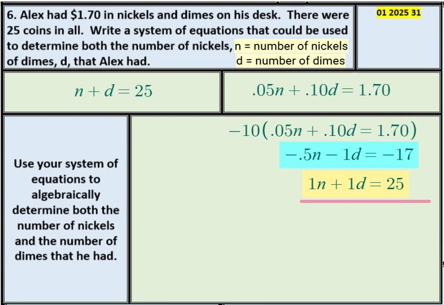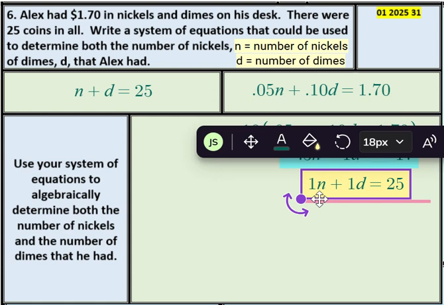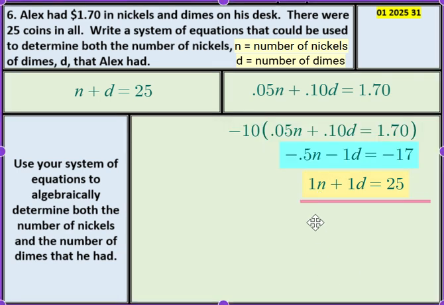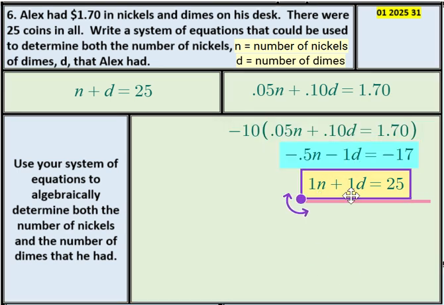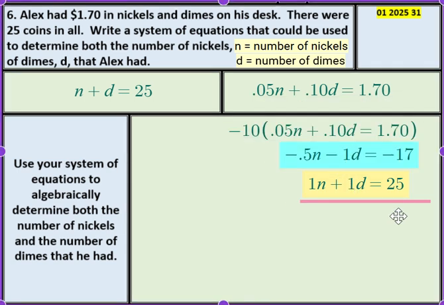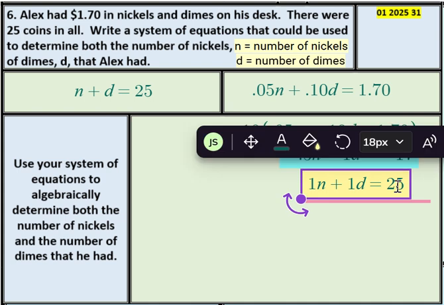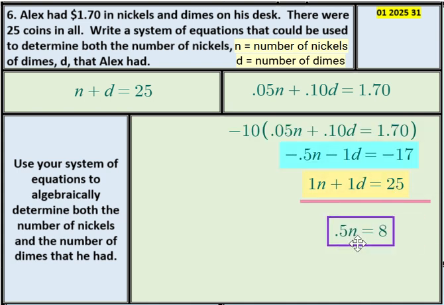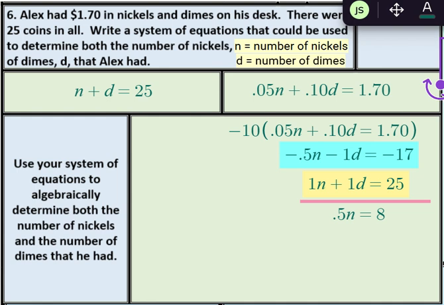So now we can bring in our CLT line. Now, even though it says algebraically, we can definitely use a calculator for our computation. So when I add negative 0.5 to 1, I get a positive 0.5. My D's cancel. That's why I did that. So 1 minus 1 is 0. And then negative 17 plus 25 is 8.